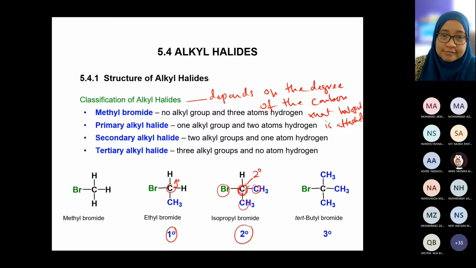Tertiary alkyl halide pun sama. So this carbon is attached to another three carbons. So this halide is known as tertiary halide. Okay, now let's go back to methyl halide.